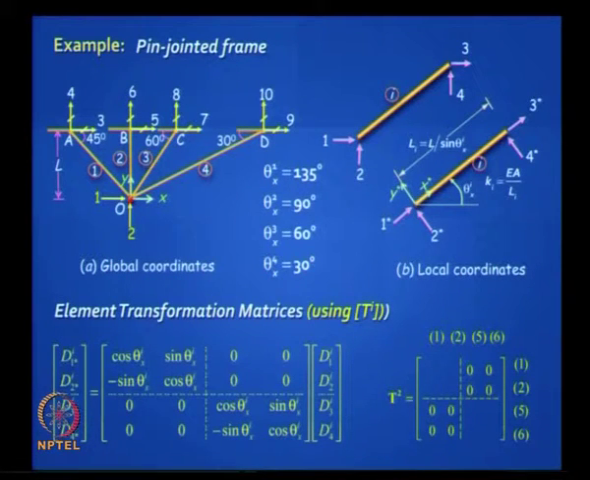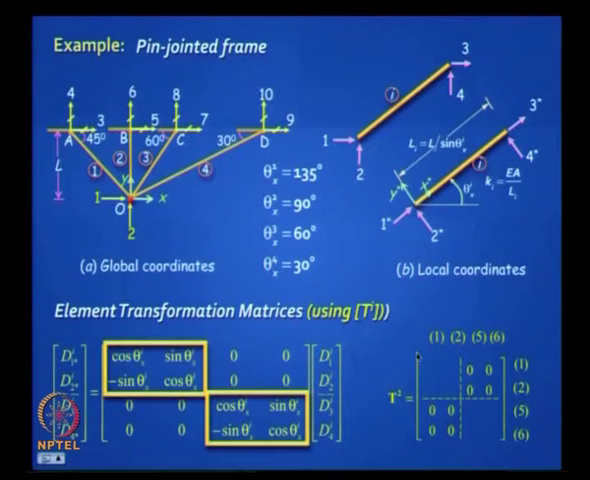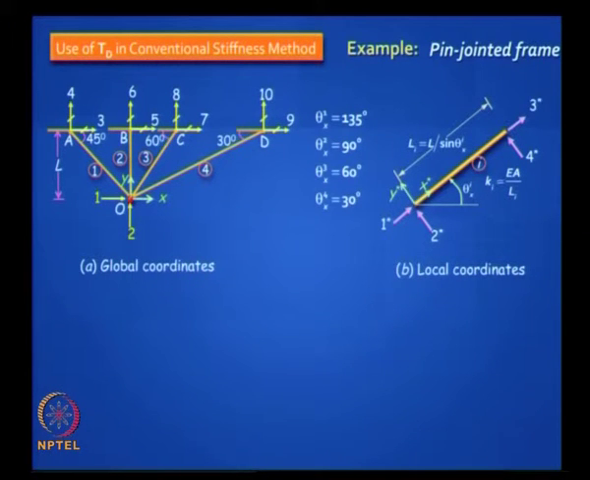Let's see this problem which we did in the last class. I am just showing you to remind you that we did this using Ti. How do we do the same thing using Td? So let us see. Remember in Ti those were our non-zero elements. The transformation was very simple. You had a cos theta and a sin theta and a negative in one of those. Let us look at the same problem, and here we are using the Td in the conventional stiffness method.